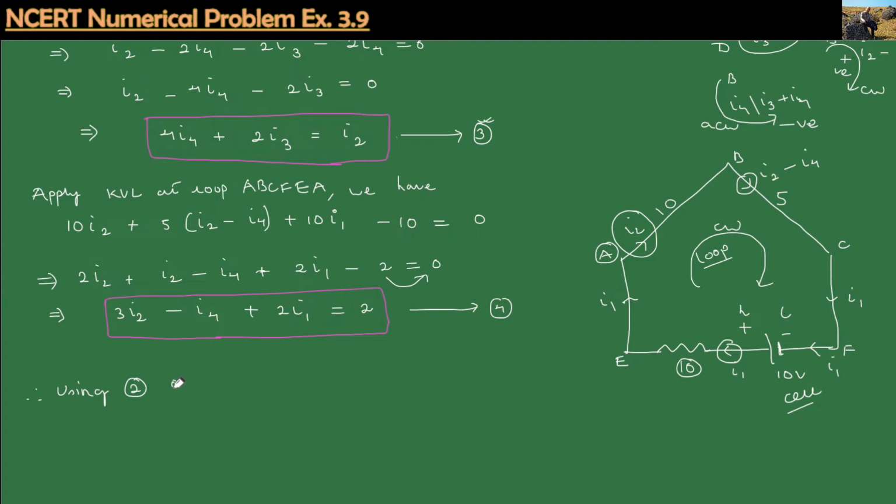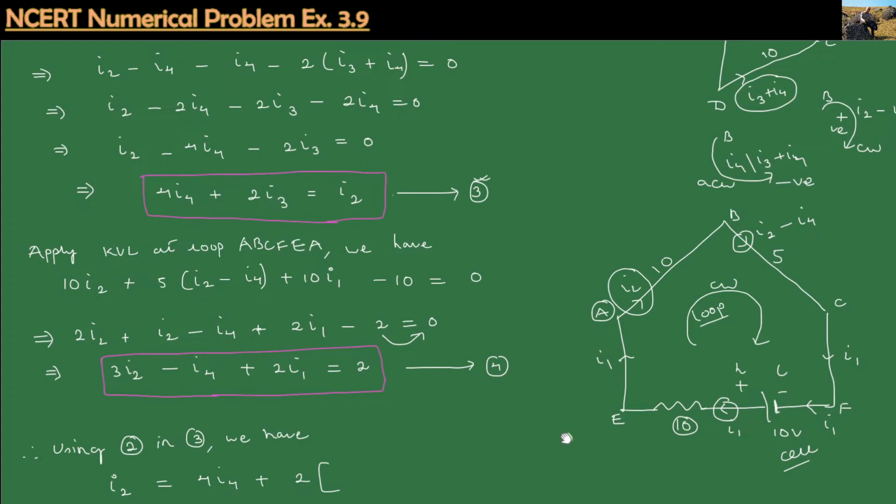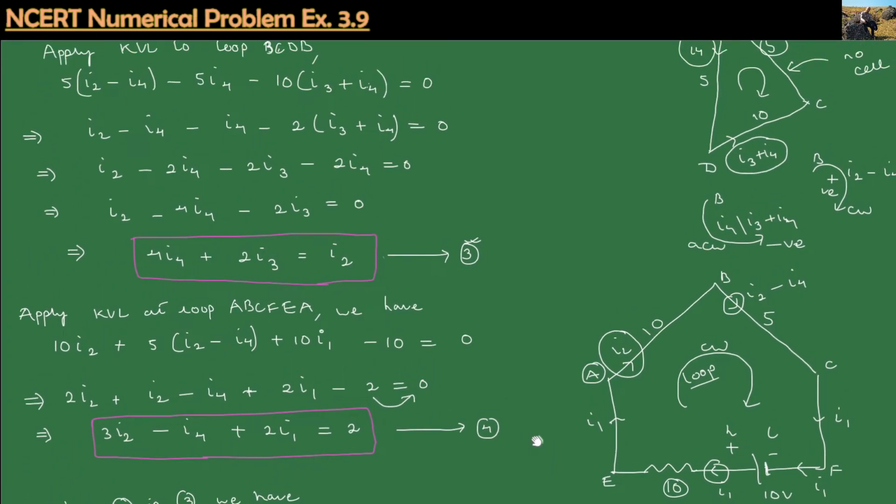Okay, using equation 2 in equation 3, what do we have? So this is equation 3. We want to find I2. So that is I2, and we have 4I4. On the second equation, what do we have? We have this term.